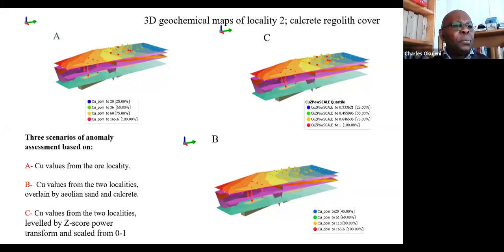A scenario where you do a sort of blanket evaluation of data, a scenario where you look at anomalies separately, which is not done actually, and the other scenario where you do data transformation on groups, well-identified groups in the field. Certainly, there is a difference in the patterns that you see.